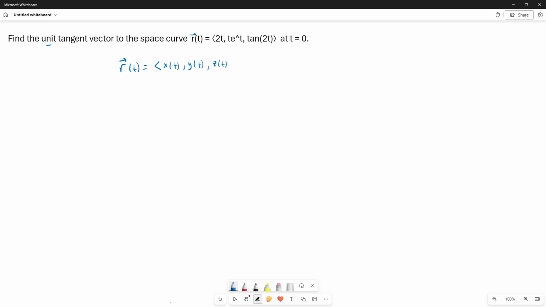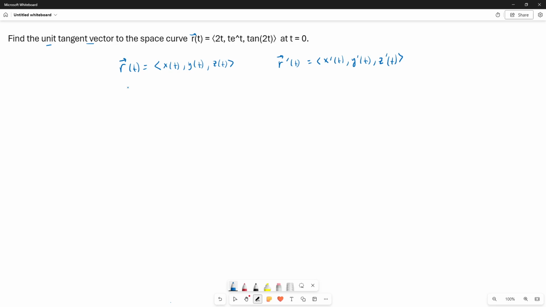of t, then the vector r prime of t, which is found by taking the derivative of each of the components, so component-wise differentiation, this vector will serve as a tangent vector to the curve.